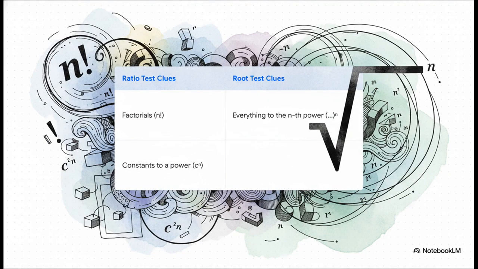Now for 2 real powerhouses, the ratio test and the root test. These 2 really highlight that idea of pattern recognition. So, do you see factorials, that n with an exclamation mark? Or maybe constants raised to a power, like some number c to the n. Those are huge signals screaming, use the ratio test. But on the other hand, if you see the entire expression is being raised to the nth power, well, that is a giant signpost pointing you directly to the root test.